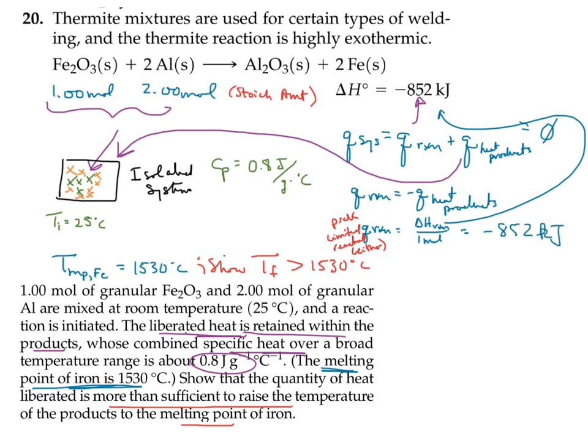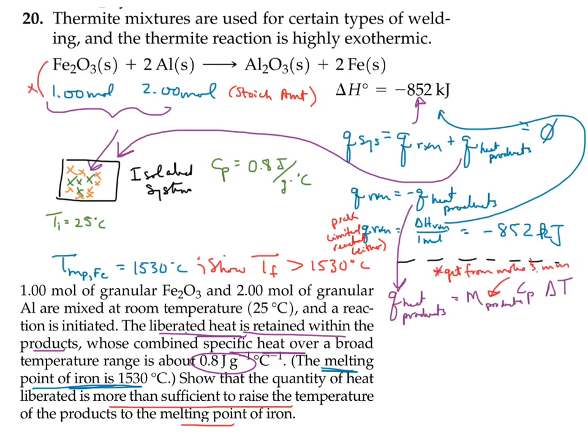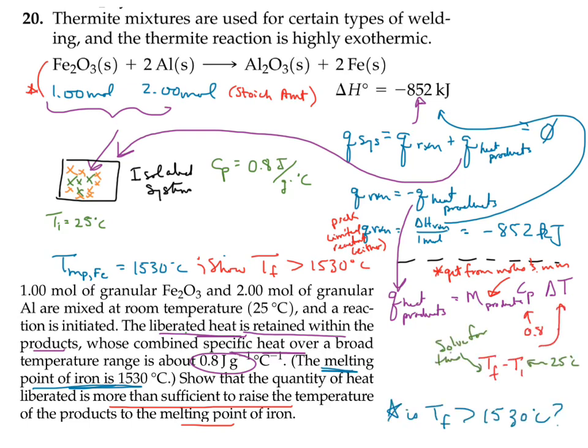Then you can say that energy is going to be turned into heating up your products. So that negative 852 kilojoules of energy is actually a positive Q here. So what's the mass of the products? Well, I don't know, because they gave it to me in moles. So here in red I say you have to get to the mass of your products from the moles produced and their molar mass.